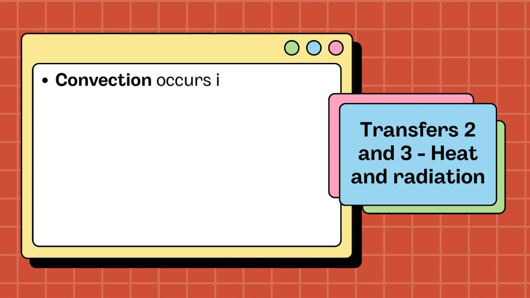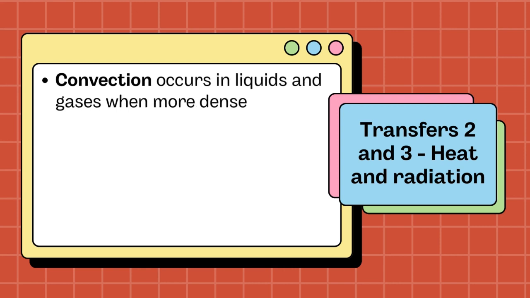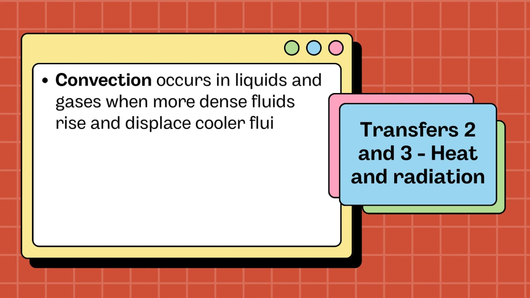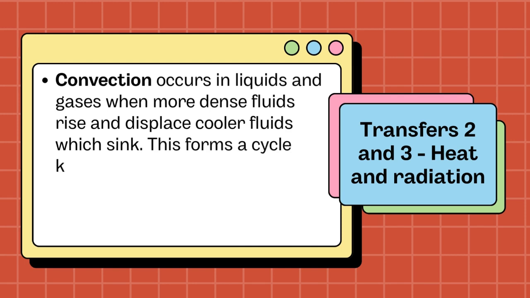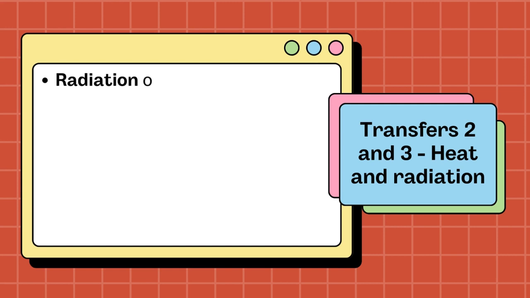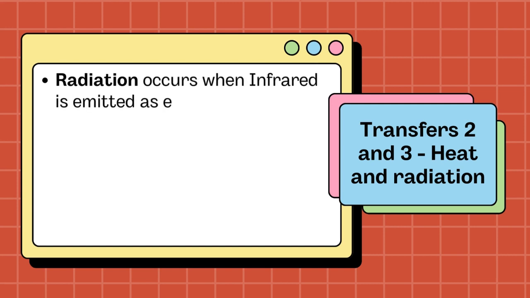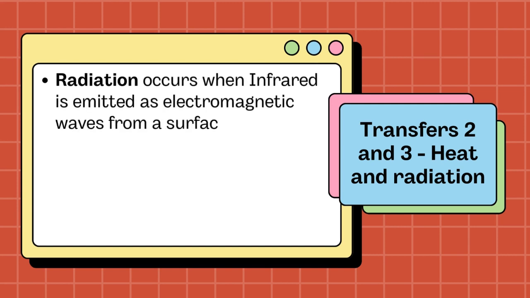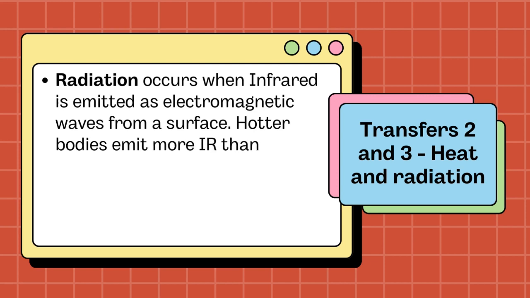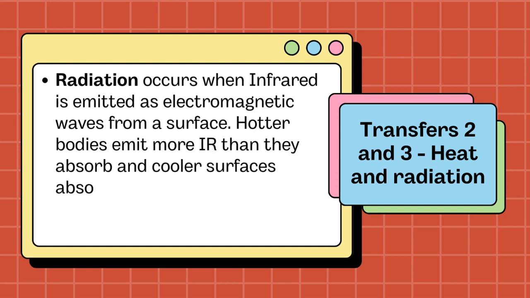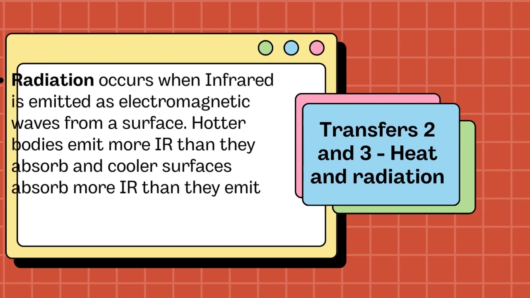Convection occurs in liquids and gases when less dense fluids rise and displace cooler fluids which sink. This forms a cycle known as a convection current. Radiation occurs when infrared is emitted as electromagnetic waves from a surface. Hotter bodies emit more IR than they absorb, and cooler surfaces absorb more IR than they emit.